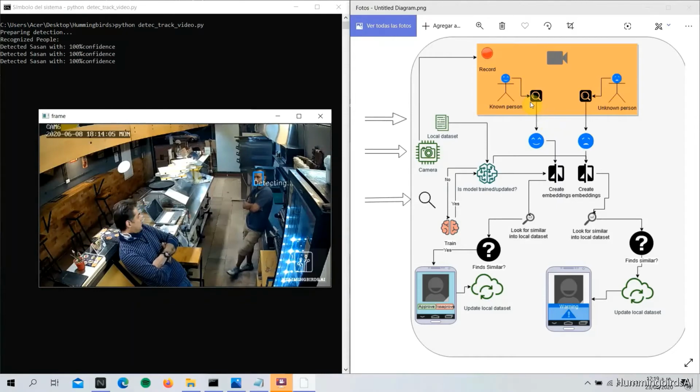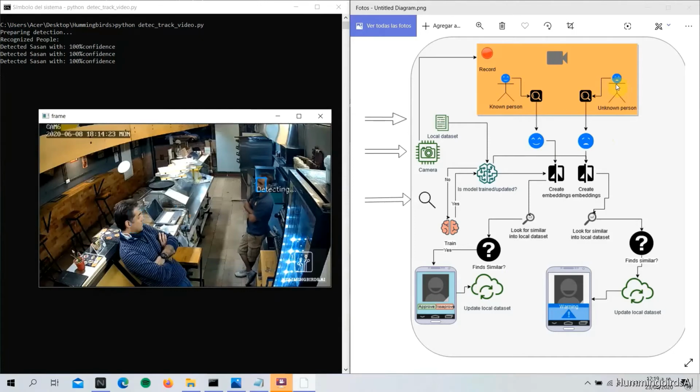In this case, both Sasan and Jack are known to the system. This path is recognizing the face, creating embeddings, looking for similar faces in the dataset, finding similar ones, and sending a message to approve or disapprove. After approving or disapproving, it is going to update the local dataset.